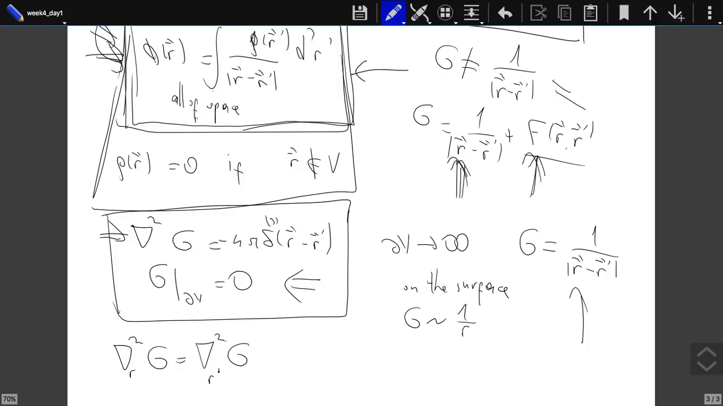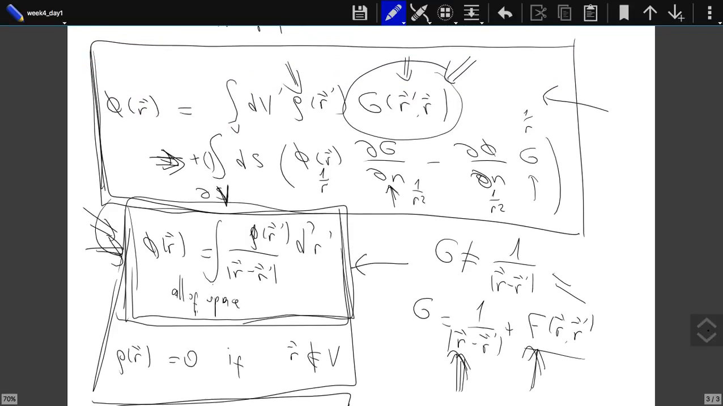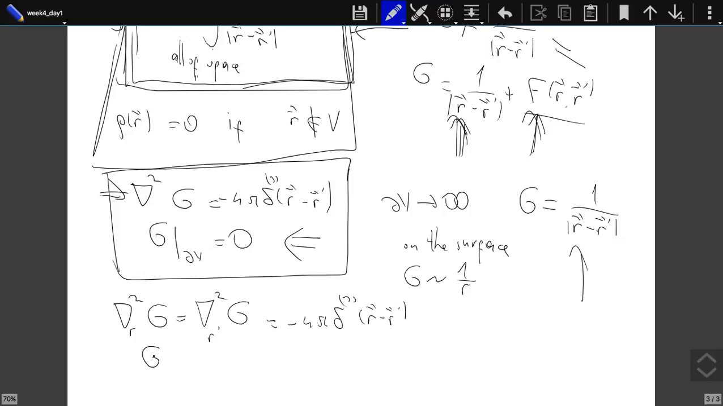Its Laplacian with respect to both r and r prime should be equal to minus 4 pi Dirac delta. You can have asymmetric terms, but their Laplacian should be 0. How do we know this? How do you know that the Laplacian is with respect to both? Plus, I claim that G when r is on the boundary should be equal to G when r prime is on the boundary. They should be 0. What kind of this tells me that it should be symmetrical.